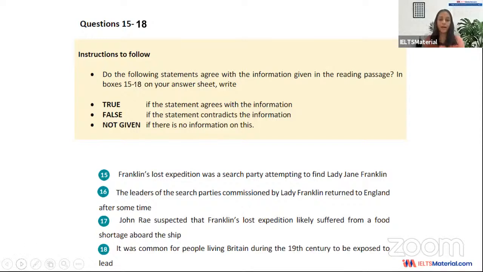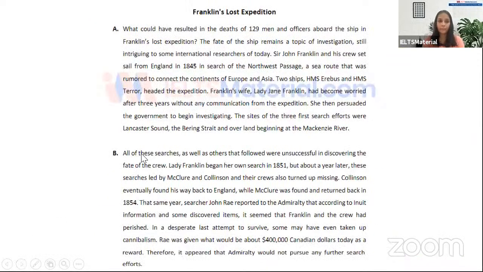So let's see the passage again. So we have to see whether they're talking about certain leaders of search parties, whether they return to England. Let's read the next passage. Of course, the answers are in the order, so you will always find them in the upcoming passages.